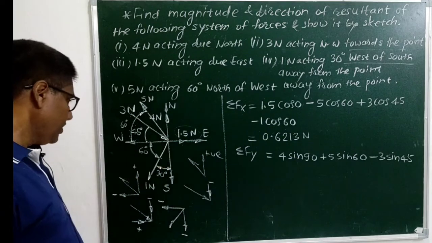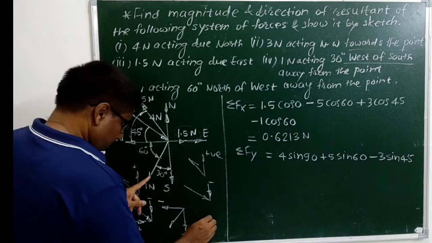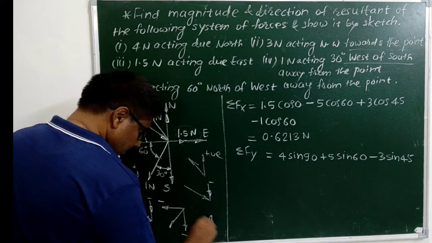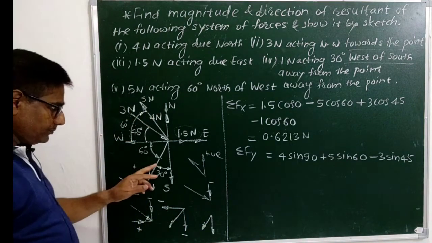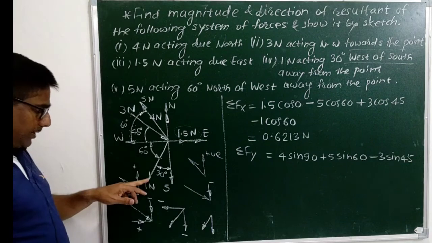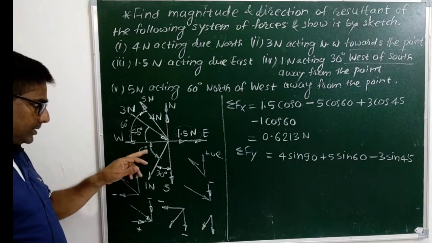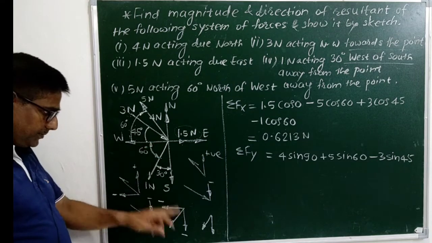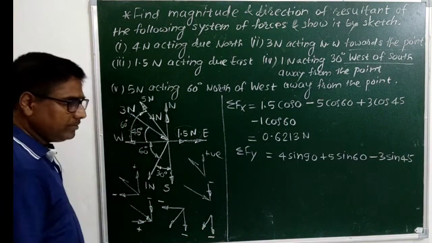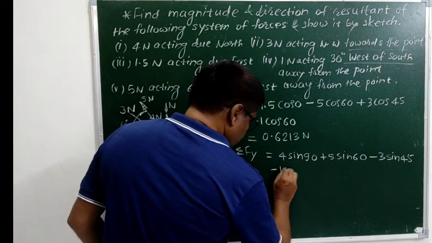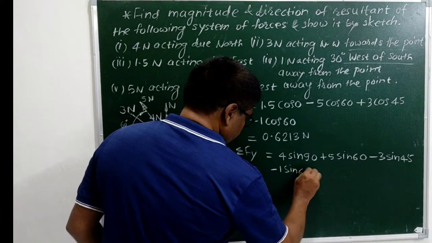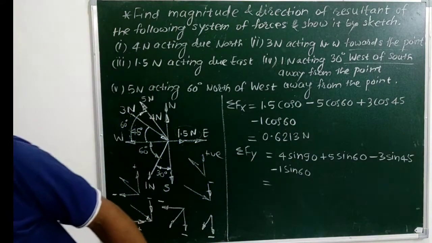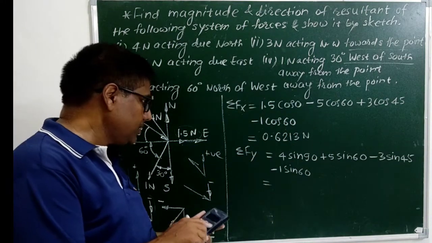Then this force, it is in the third quadrant and its vertical component will act in the downward direction. The magnitude is 1 Newton, the angle with the x-axis is 60 degrees. 1 sin 60 acting downward, minus 1 sin 60. Now let's find this value, sigma Fy value, using the calculator.